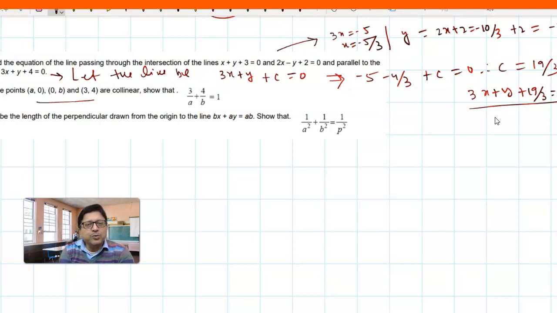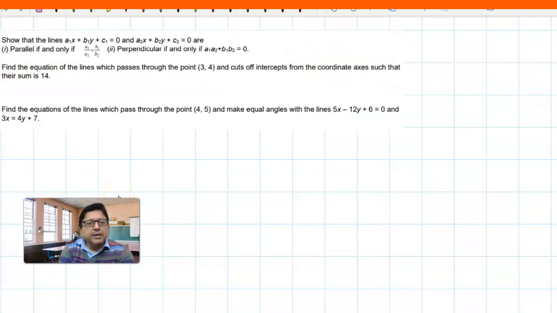If these 3 points are collinear, just put the slope of this equal to the slope of this, and you can solve it easily. P is the length of the perpendicular from the origin. This kind of sum we have done just now, so you can try. In 37, the condition of parallelism and perpendicularity proof we have done in the theory portion. You can go through the video again so that you will understand.